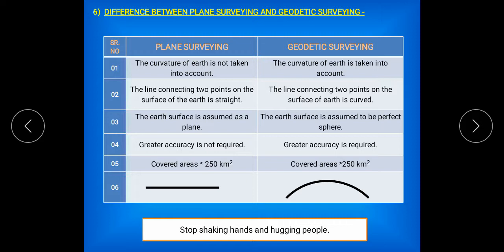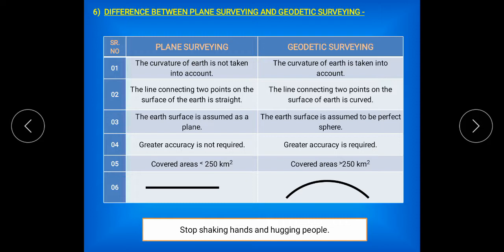In geodetic surveying, the curvature of the earth is taken into account, meaning we consider the curve of our earth. This is the first difference between plane surveying and geodetic surveying.